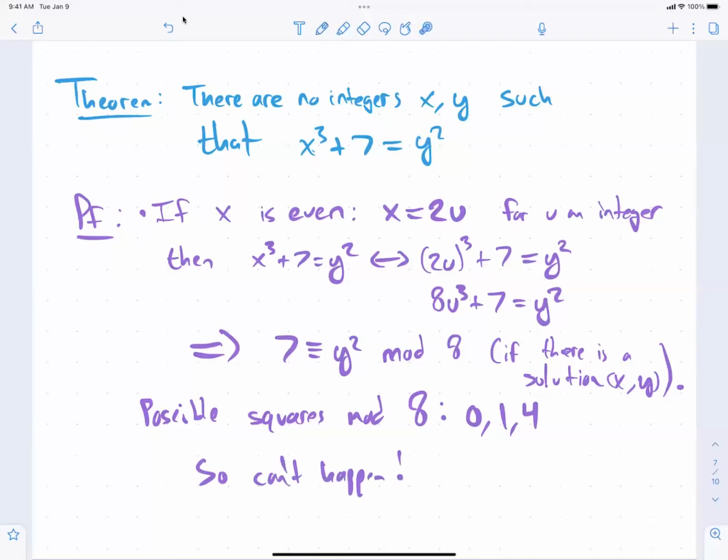So there's no way we could have a solution where x is even, because that would violate the principle that the only squares mod 8 are 0, 1, 4. Because if we had a solution, that would tell us that 7 was a square modulo 8. Okay, so already with very little effort, we've ruled out the possibility of having a solution where x is an even number. With a little more work, we can also rule out x being an odd number.